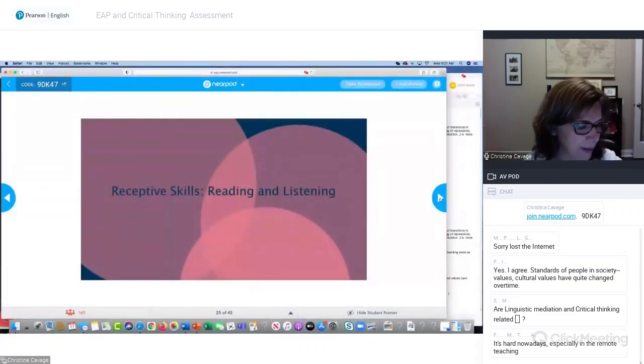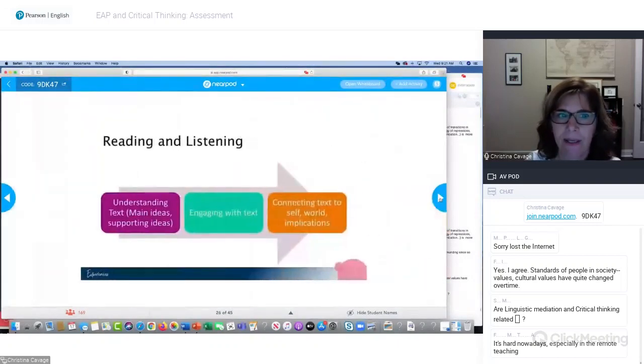So I'm going to break this down by our skill areas. And first we'll focus a little bit on those receptive skills, reading and listening. Okay, so generally in reading and listening, we want students to understand the text. We want them to be able to identify the main ideas and supporting ideas. But the next step when we talk about critical thinking is we want them to engage with the text.